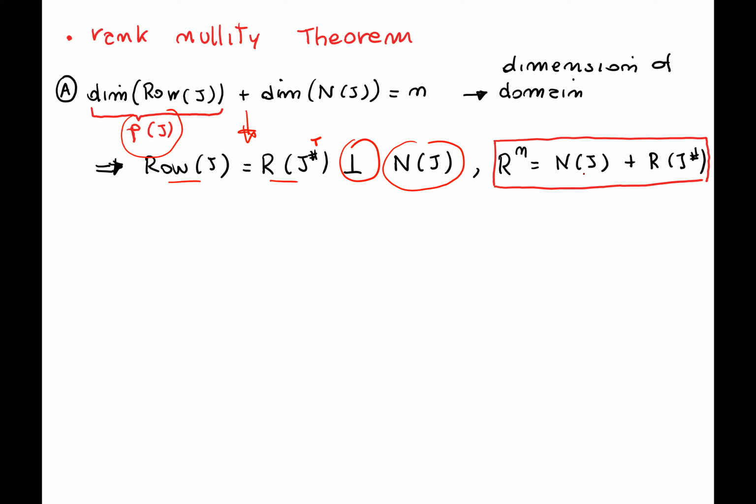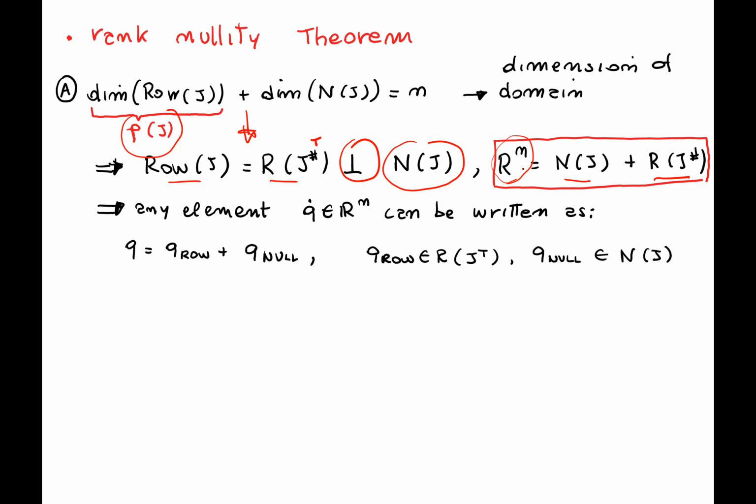And we can see that if we sum these two spaces, we obtain back the whole joint space. Therefore, any element of the joint space, any vector of joint velocities, can be written as a component in the row space plus a component in the null space, where the row component belongs to the row space and the null component belongs to the null space.